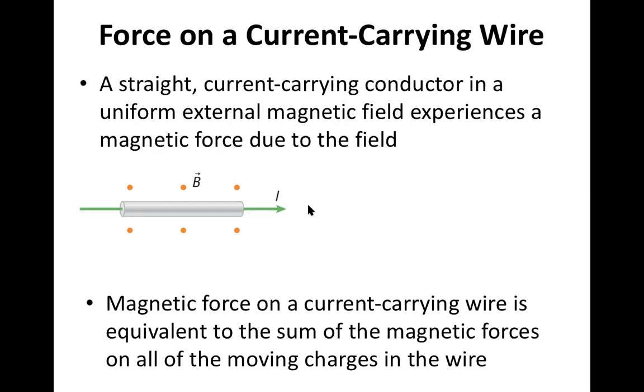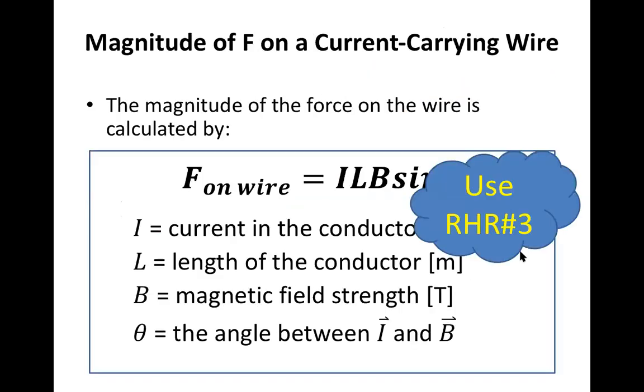So we're going to develop a new equation. A straight current carrying conductor in a uniform external field experiences a magnetic force due to the field. Magnetic force on a current carrying wire is equivalent to the sum of the magnetic forces on all the moving charges within the wire. So if I is Q over T, it's the sum of all of those Q. If you're interested in the derivation of this equation, it is in your textbook on page 393.